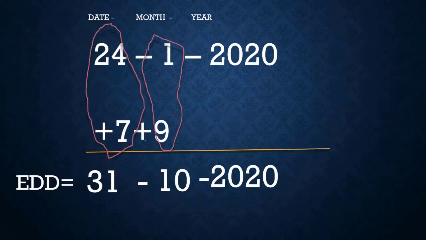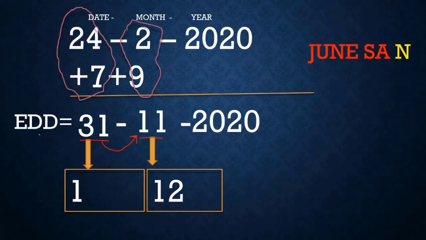As in our previous example, the EDD was 31st October 2020. We have not changed the month because October has 31 days, so there is no need to change the month. But in this example, we have to change the month because November has only 30 days in it. So after 30, we will write 1, and when you give 1 to November, the answer will be 12. Now we will do next examples to make our concepts more clear.